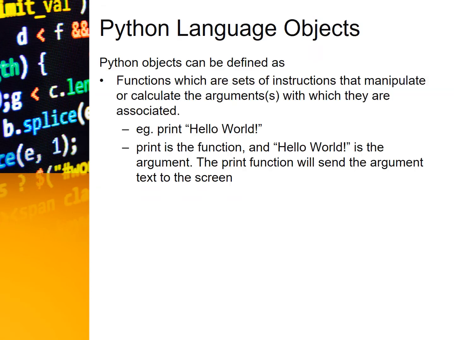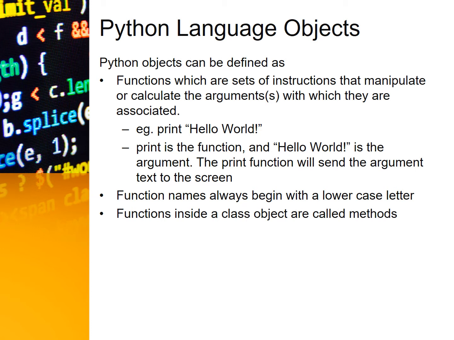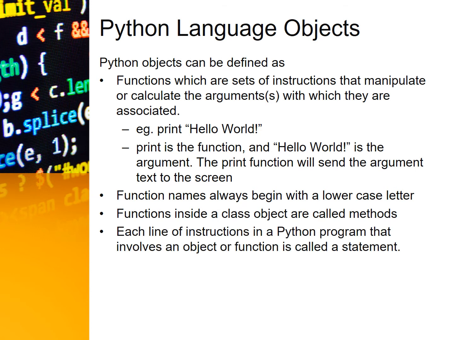Let's look at the objects. Now, objects can be defined as functions, which are a set of instructions that manipulate or calculate arguments with which they're associated. So we've already had a look at print hello world, and that is a function that sends hello world to the screen. Print is the name of the function. Hello world is the argument. Function names usually begin with a lowercase letter, and functions that are placed inside a class object, remember we said that's user defined, are called methods.